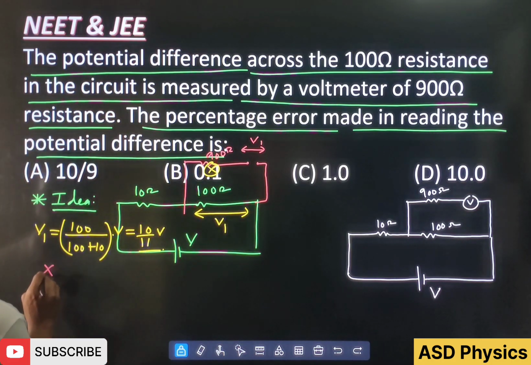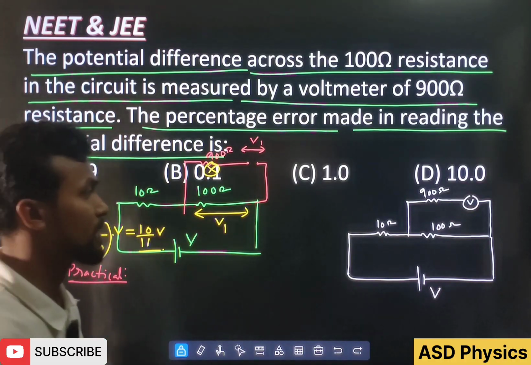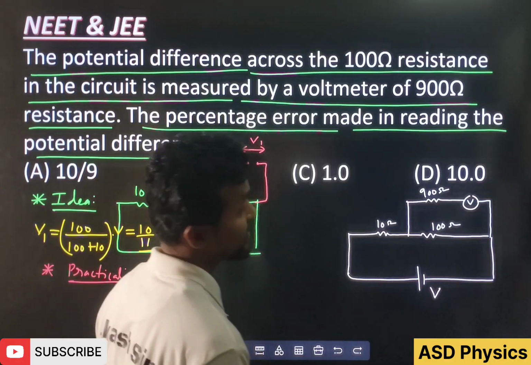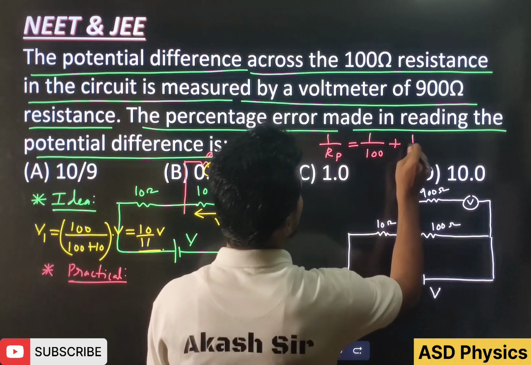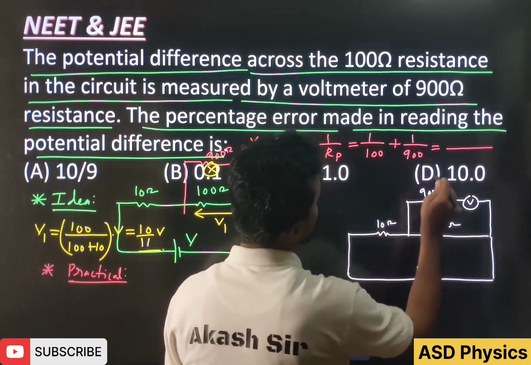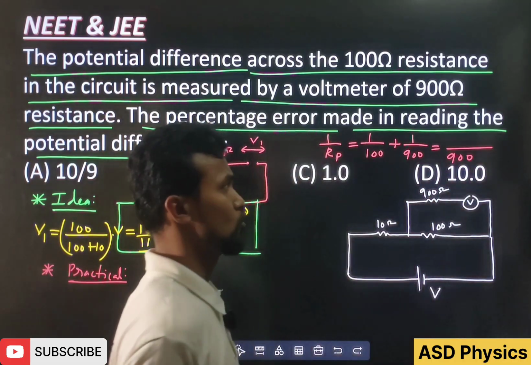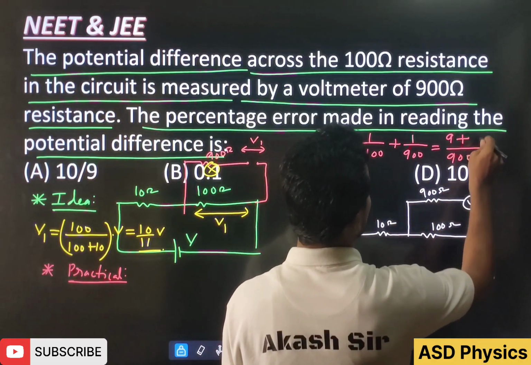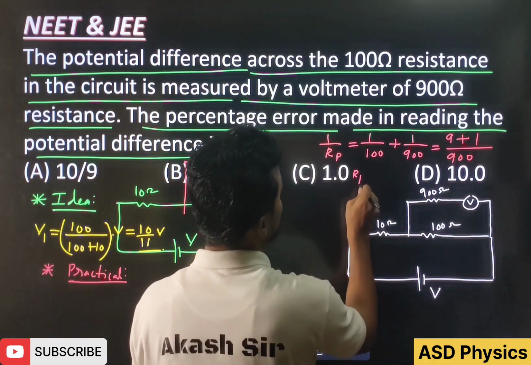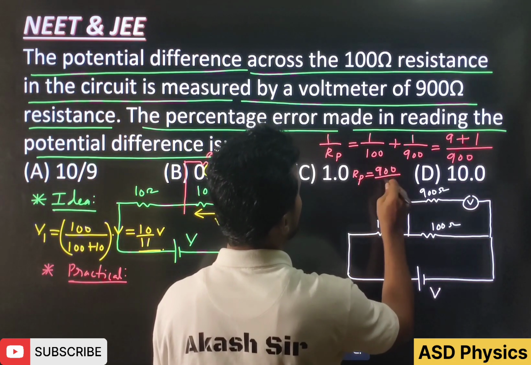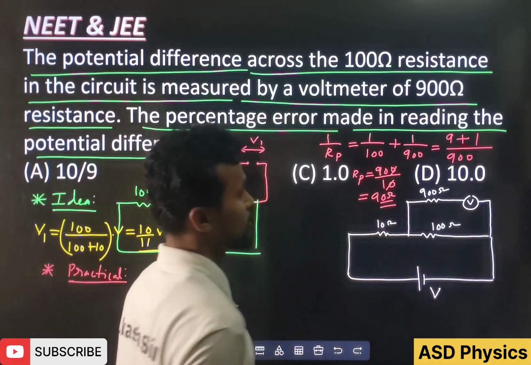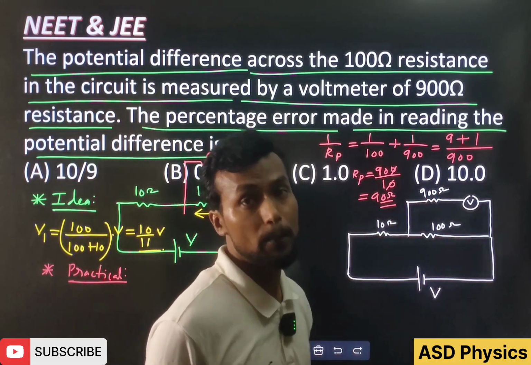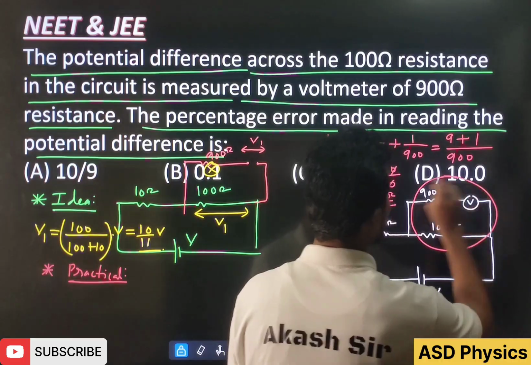Now if we talk about the practical case, remember that 900 ohm and 100 ohm are connected in parallel. So 1 by Rp equals 1 by 100 plus 1 by 900. Take the LCM 900, so this becomes 9 plus 1, so Rp becomes 900 by 10. The zeros cancel, and we get 90 ohm. So 900 ohm and 100 ohm in parallel means 90 ohm, because for the practical case we have to calculate this equivalent.